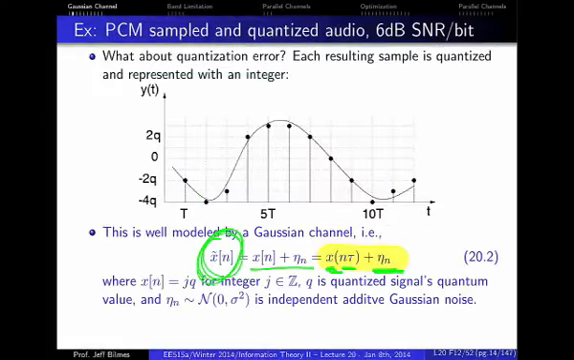Okay. So the question is, is this a Gaussian noise source? I mean, is this a Gaussian channel? And you can see if this, under the model of equation 20.2, this is clearly a Gaussian channel, right? We've got a value x, we've got some noise, which is z, and we add it together, and we get a resulting quantized value.